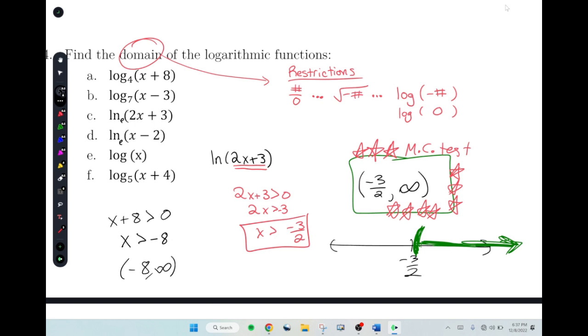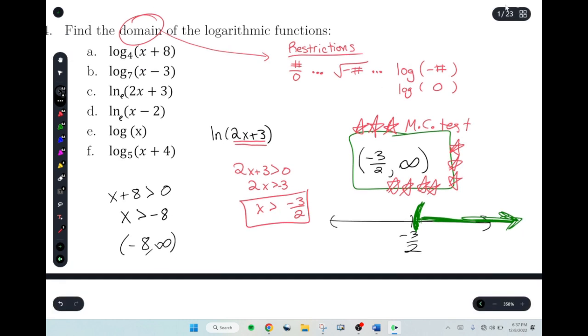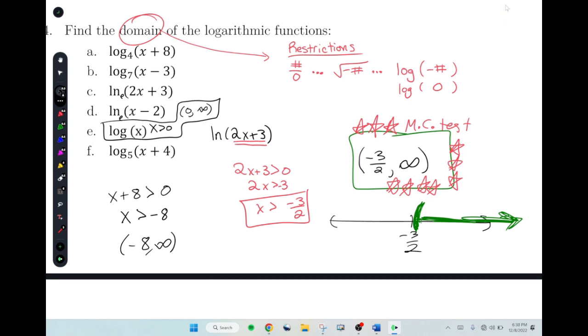E. We're pretty much done from the get-go. x is bigger than 0, so 0 to infinity. That's E. There's nothing to be moved over. It's the same thing, there was just nothing to be moved.